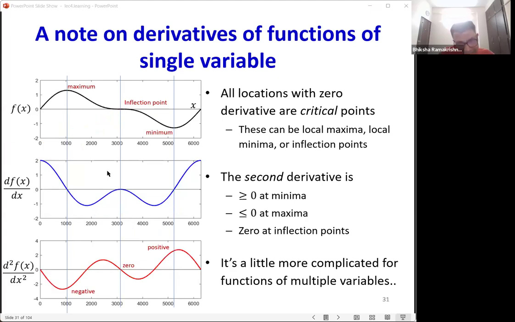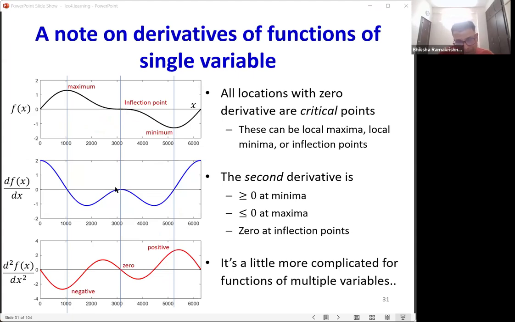And so if you look at the second derivative, then you find that the second derivative is going to be negative at maxima, positive at minima, and at these inflection points, more often than not, it will be 0. That's basically, this red curve is the derivative of the blue curve. So these are the tests we can run, right?